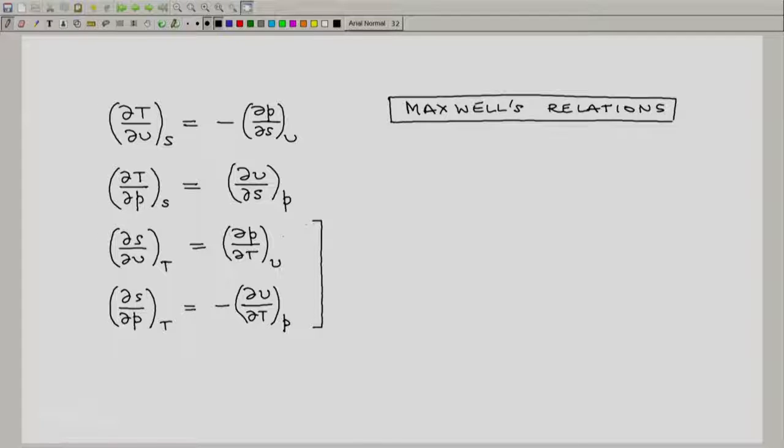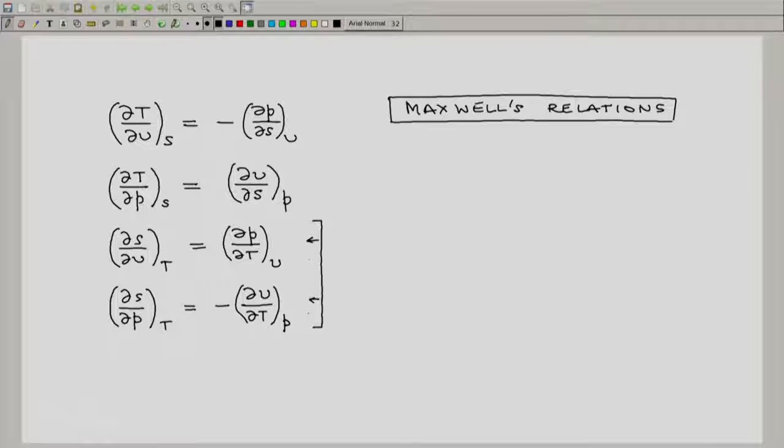On the right hand side, here as well as here, we have only P, V, T as the variables. So the right hand side of these equations depends only on the equation of state, which is a relation between pressure, volume and temperature. So these 2 relations help us relate the variation of entropy with volume at constant temperature, or entropy with pressure at constant temperature, purely to the PVT or equation of state data. We will find these equations very useful.